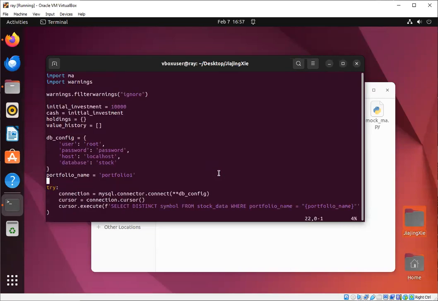For the market database, we have set up the investment for 10,000 in cash, and the market trading. First, we establish the connection to the MySQL database using the provided configuration. It requires that database to fetch stock data from the specific portfolio.